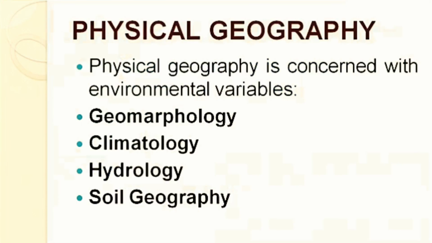Come to physical geography. As we told earlier, geography is more concerned about the natural sciences. So here physical geography is mainly concerned with the environmental variables like soil, climate, lands, etc. On the basis of environmental variables, we can subdivide physical geography into the following divisions.